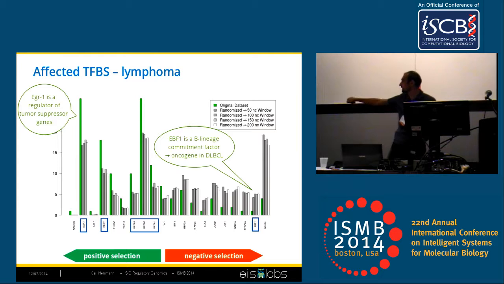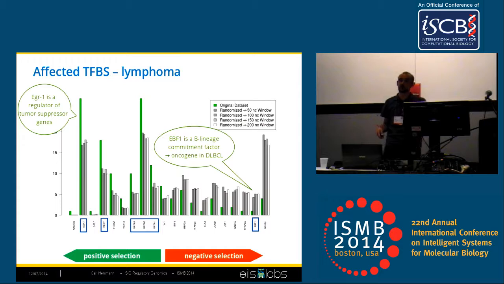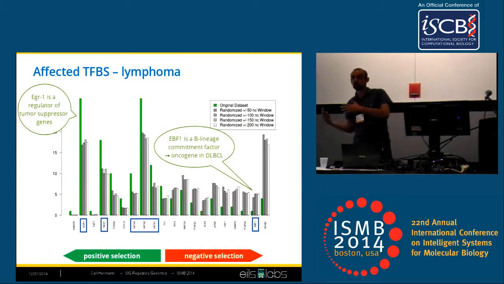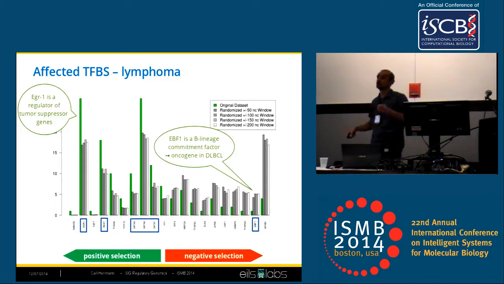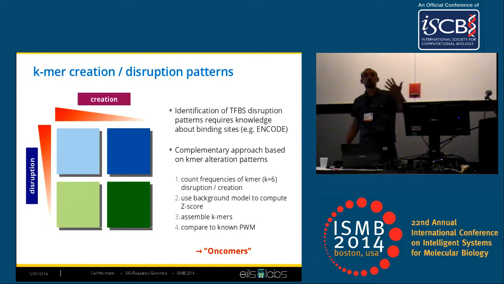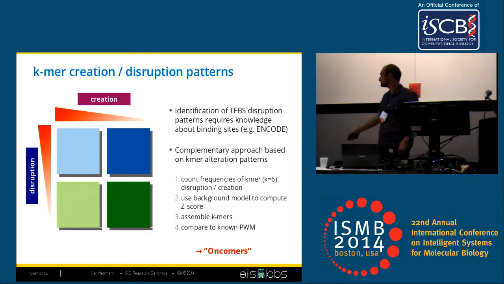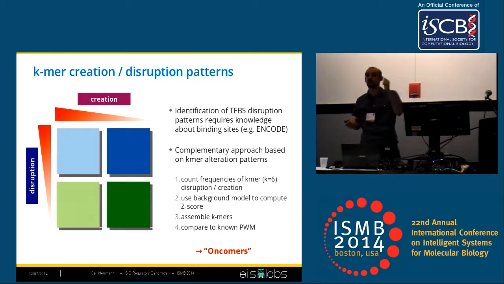So to be able to do this kind of thing, FunSeq relies on published transcription factor data sets from ENCODE, which is very nice, but it also limits the breadth of the study to the transcription factors that have been studied in ENCODE, and it can only look at disruption of binding sites. So we thought we might develop an alternative approach based simply on k-mer creation or disruption patterns. We're simply looking at which k-mers are disrupted or newly created by these single nucleotide variations. And we use our background model to compute a z-score of highly created and highly disrupted.